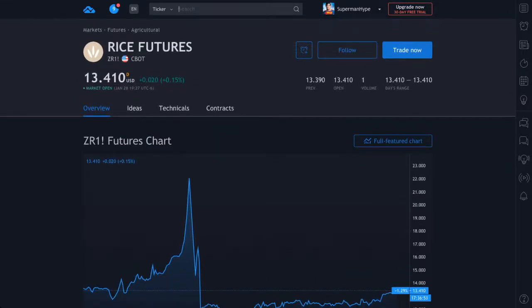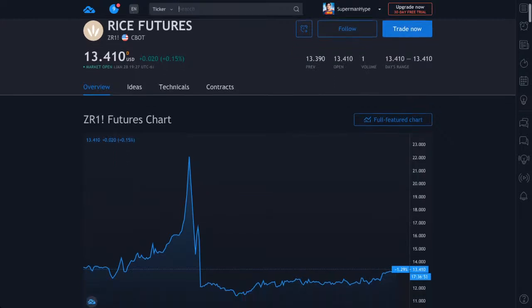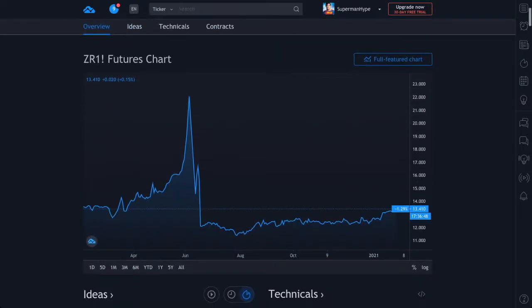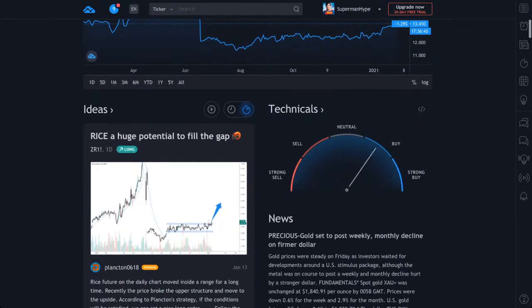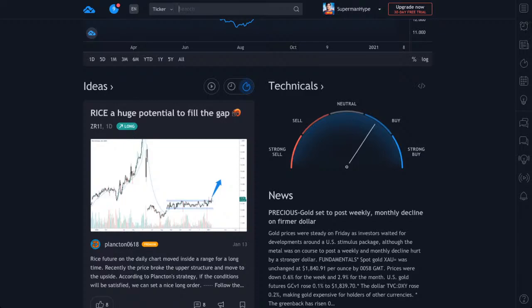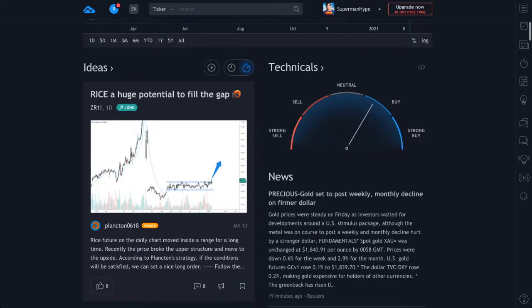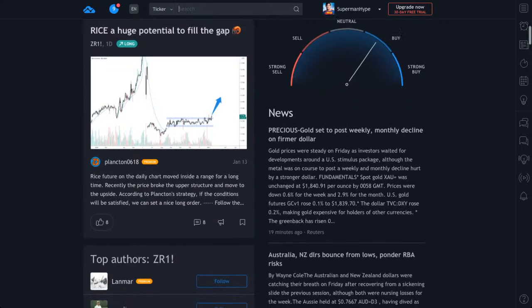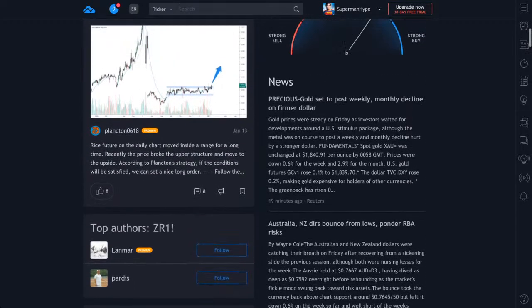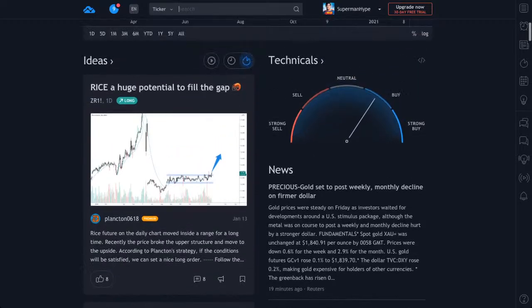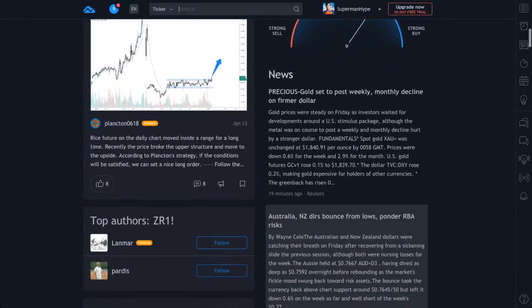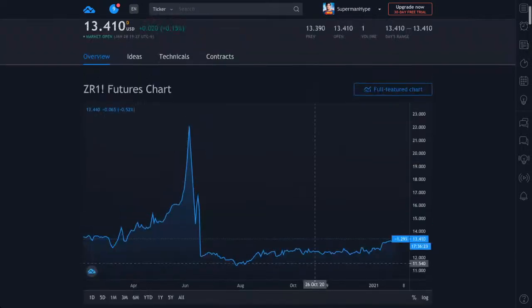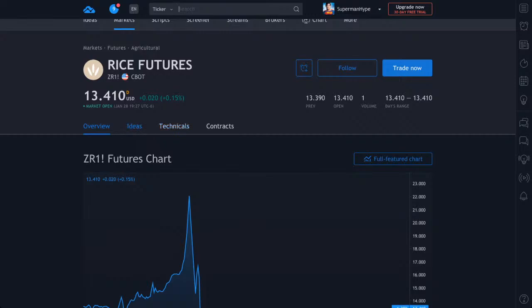Obviously, the price is $13.41 for rice futures. Obviously, you can click trade if you want to get into that. It's a very niche specialty item. If you're not familiar, most people will be trading commodities and foreign exchange and now cryptocurrencies. So this is a bit more niche, around actual agricultural products. You can see it's got technicals, sort of a buy on there at the moment. It's got some news about certain things, a bit of a mixed bag. You've got ideas, technicals, and contracts. So that's how that works.